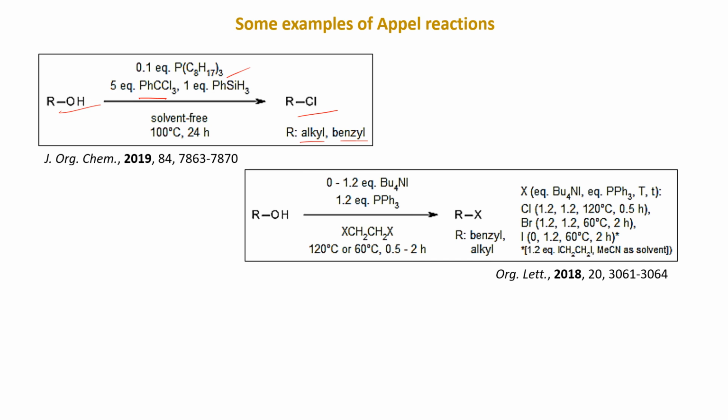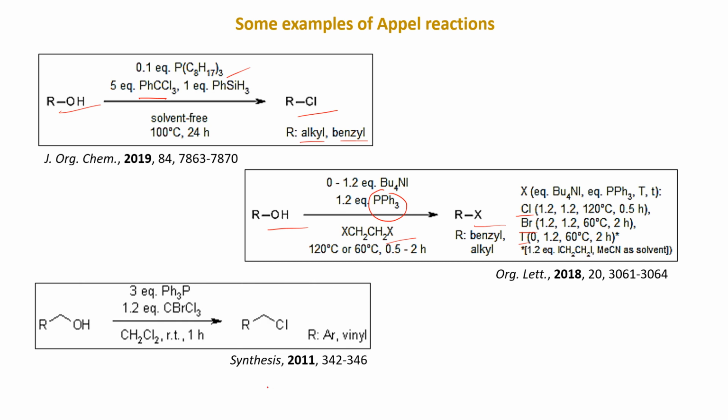One more example we will see. Again ROH is converted to RX. Now this X may be Cl, Br, I, and that depends on what compound we have started with. Here PPh3 as it is, no change. Then the third example, here PPh3 again we have, but instead of tetra, all the halogens are not the same. As you can see, 1 bromine and 3 chlorine. So 2 types of halogens are there. But all these are examples of Appel reaction.